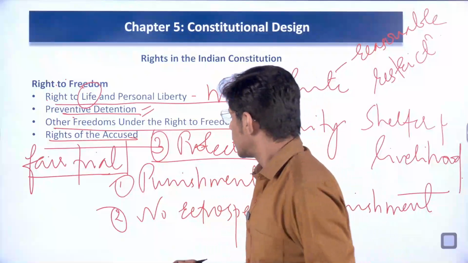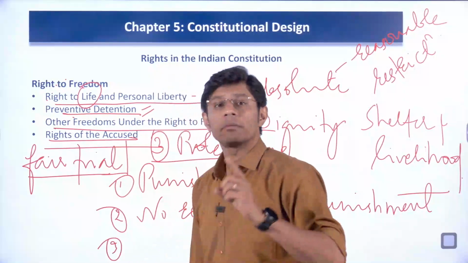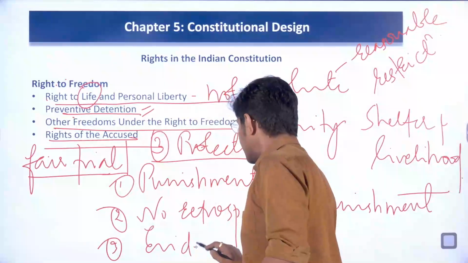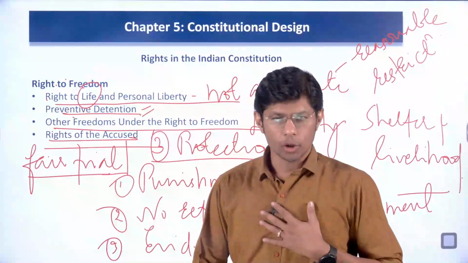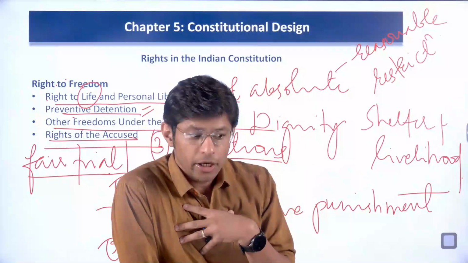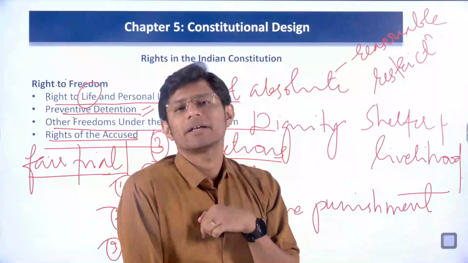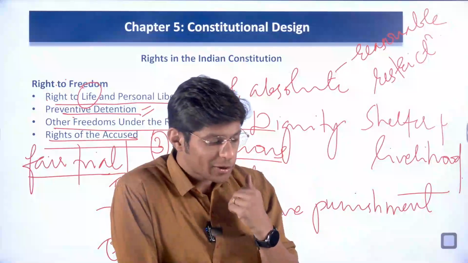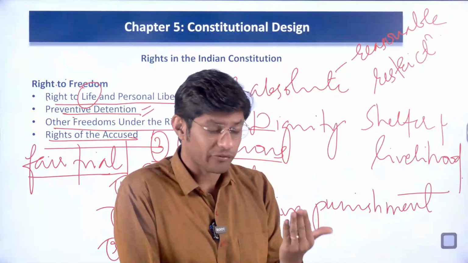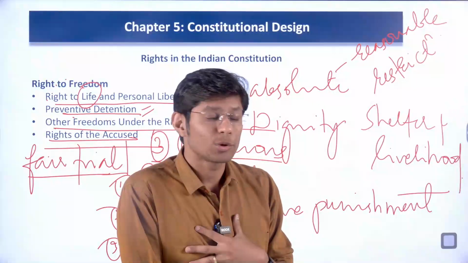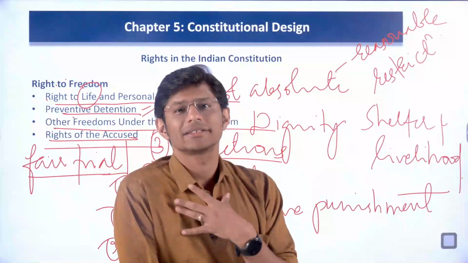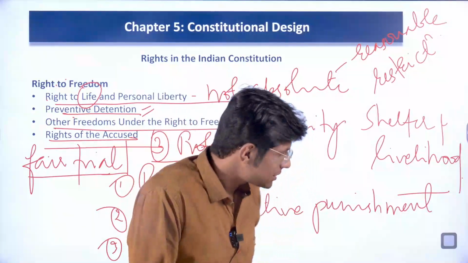And then the third protection is that no person can be forced to give evidence against himself. Let's say I have committed a robbery. No person can force me to give evidence against myself. I can give evidence to defend myself, but no one can force me to give evidence against my interest.